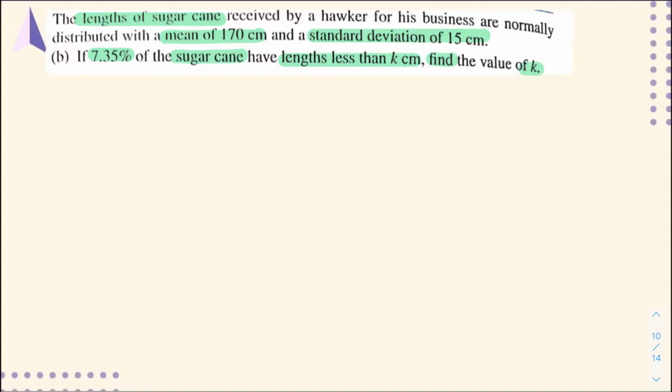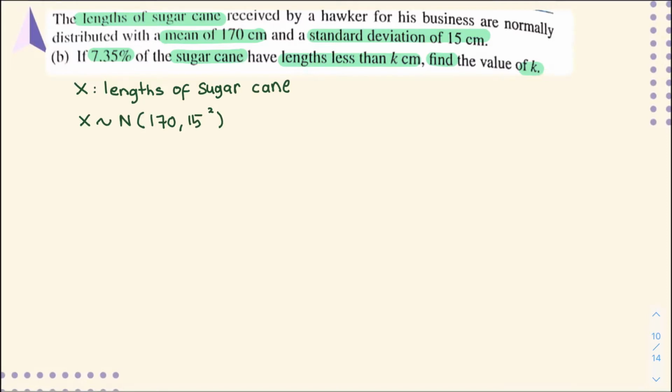So in this video is a continuation from the previous video question, which is the same question but for part B, where your random variable X is the length of sugarcane, and X has a normal distribution with a mean of 170 cm and a standard deviation of 15 cm. Part B asks: if 7.35% of the sugarcane have length less than k cm, find the value of k.